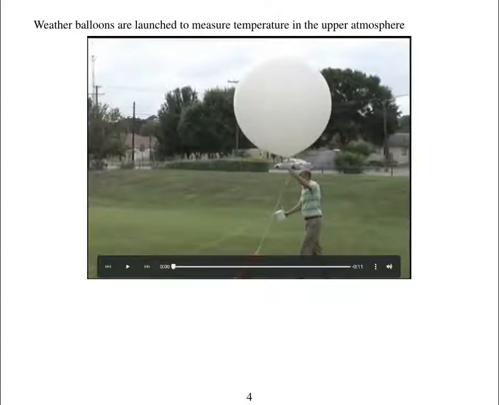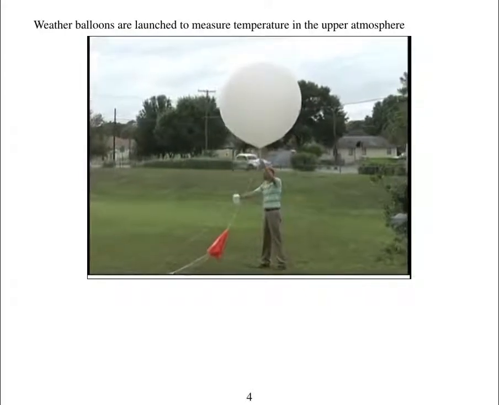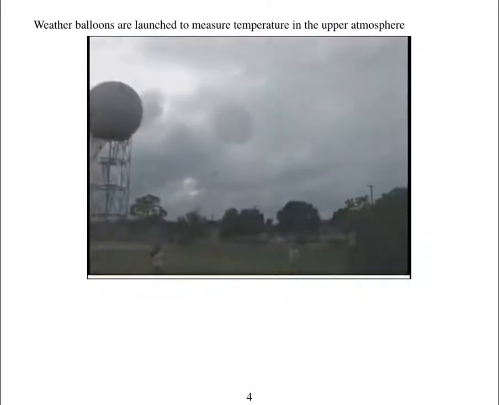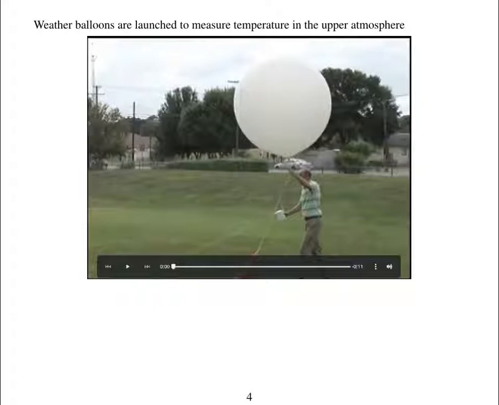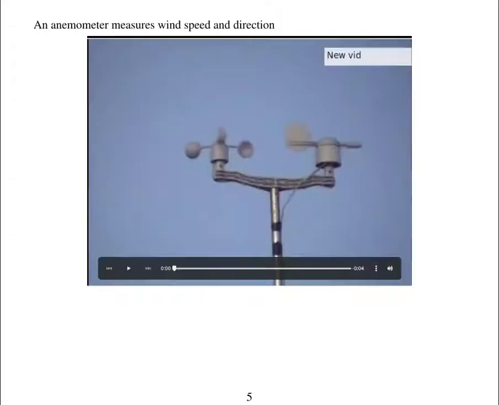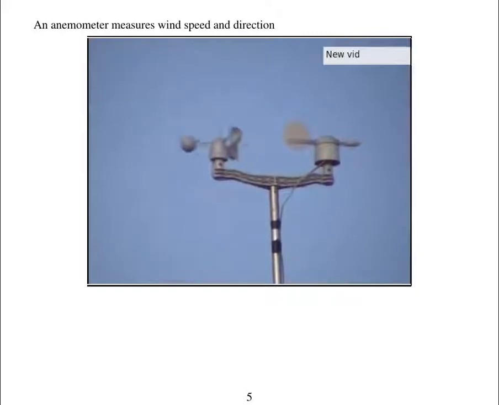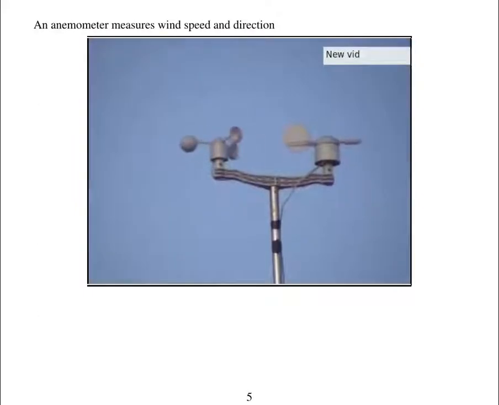We don't want to measure the temperature just at the surface. We need to measure the temperature throughout the depth of the atmosphere. So weather balloons are launched in order to measure the temperature in the upper atmosphere. This is a weather balloon which measures the temperature in that little box that's hanging from the weather balloon, and it sends it in a radio signal back to the Earth. This is an anemometer which measures the wind. This cup anemometer here measures the wind speed, and this bit measures the wind direction.